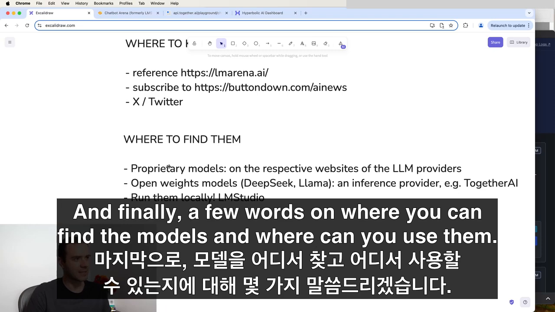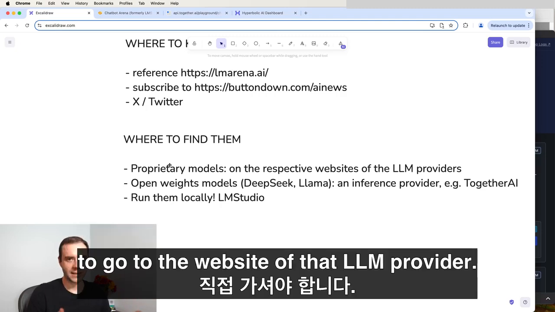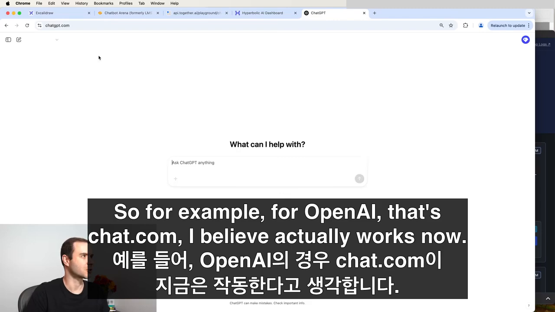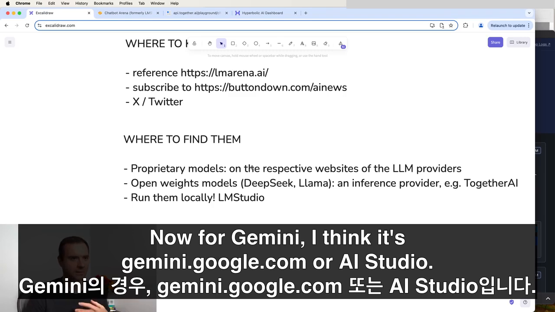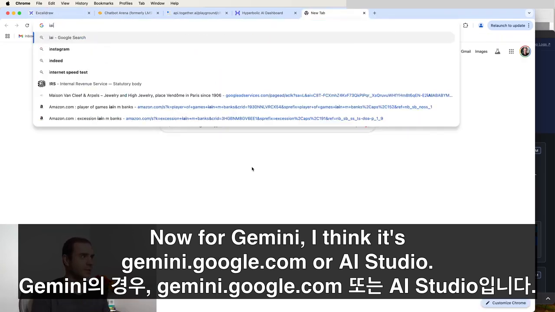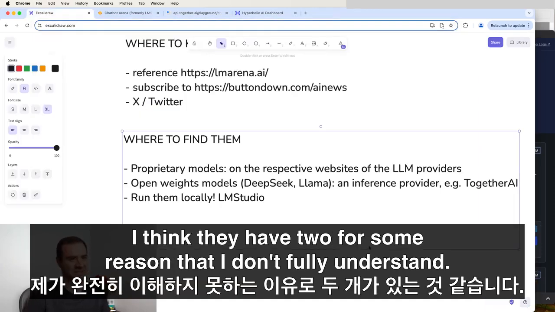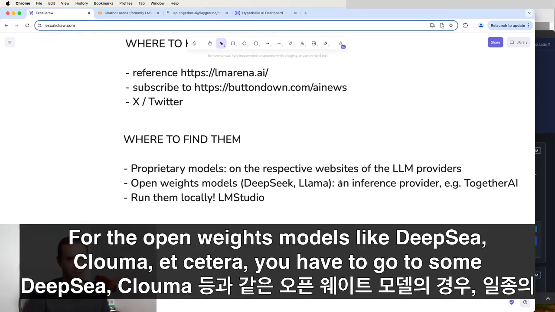So the first one I would say is for any of the biggest proprietary models, you just have to go to the website of that LLM provider. So for example, for OpenAI, that's chat.com, I believe actually works now. Now for Gemini, I think it's gemini.google.com or AI Studio. I think they have two for some reason that I don't fully understand. No one does.